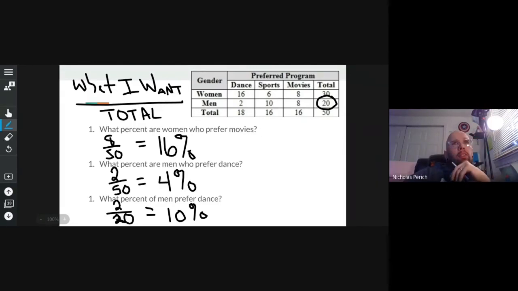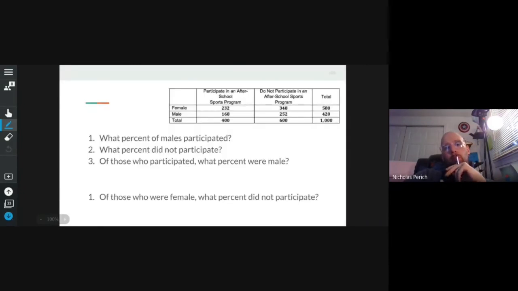So if I'm doing percents, I need a total and I need what I want. And I'm going to do what I want out of that total. So here's a new line of questioning. What percent of males participated? So it brings up percent, so I need to do a division problem. My total is going to be the males because it says what percent of males participated. So how many males did I get? 420 is my total males.